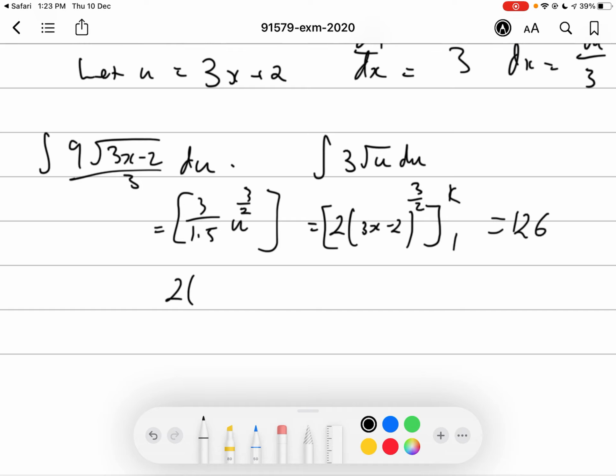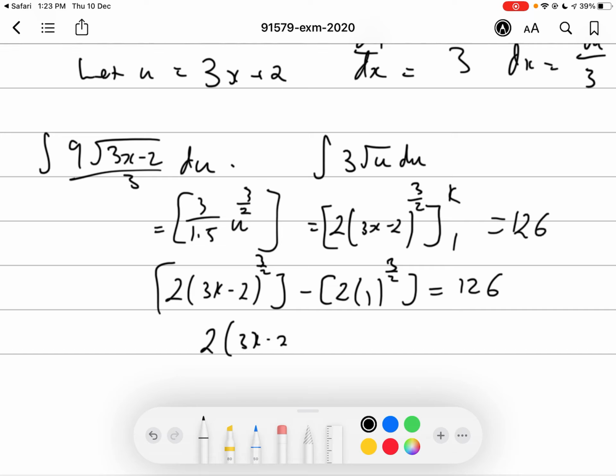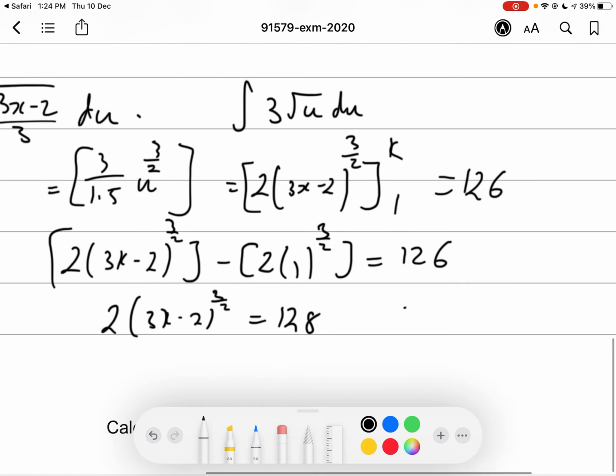Okay, so in this case, we'll have 2 times (3k minus 2) to the power 3 over 2, minus 2 times 1 to the power 3 over 2, equals 126. So 126 plus 2, because 2 times 1 to the power 3 over 2 is 2, and if we move that to the other side, we get plus 2. So we get 2 times (3k minus 2) to the power of 3 over 2 equals 128. Therefore (3k minus 2) to the power of 3 over 2 equals 64 if we divide by 2 on both sides.